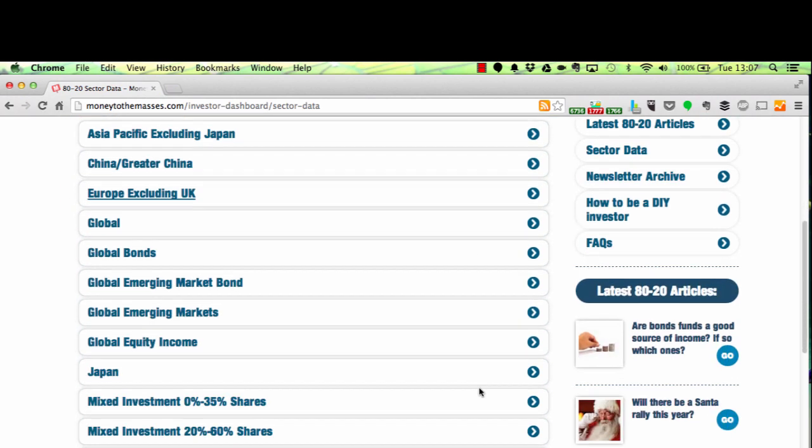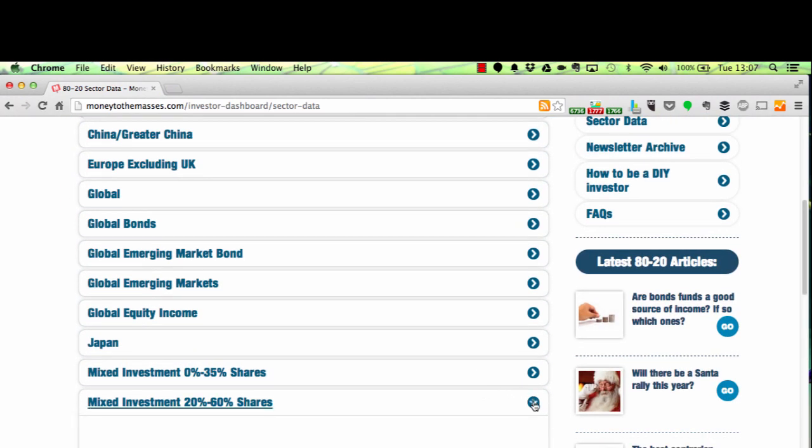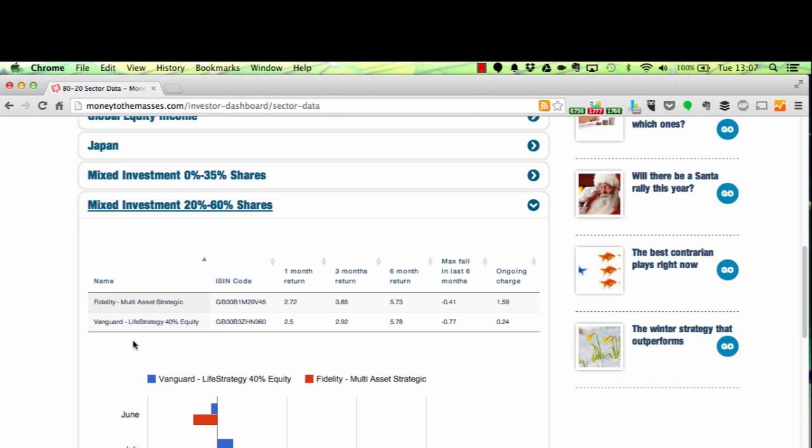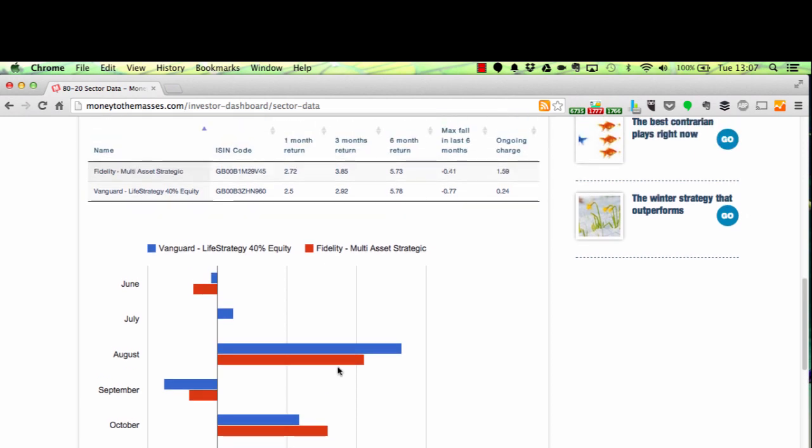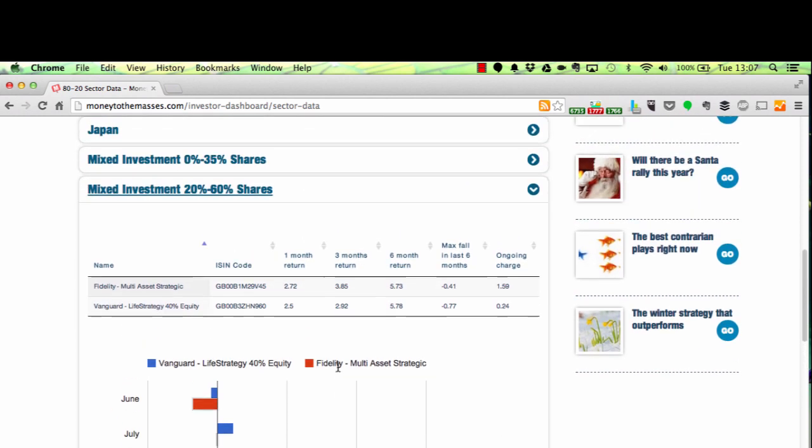Then you can see in examples here, I just want to show you this: Vanguard LifeStrategy 40% Equity. That particular fund is full of trackers, and you can see how it's performed, and that's been identified by algorithm as a fund to buy if you want something in the mixed investment 20 to 60% shares class.